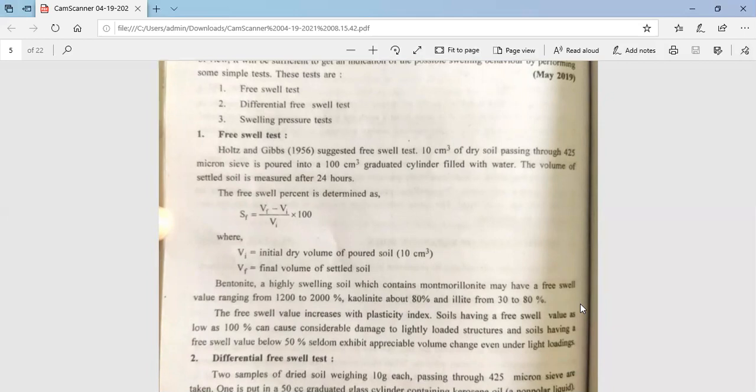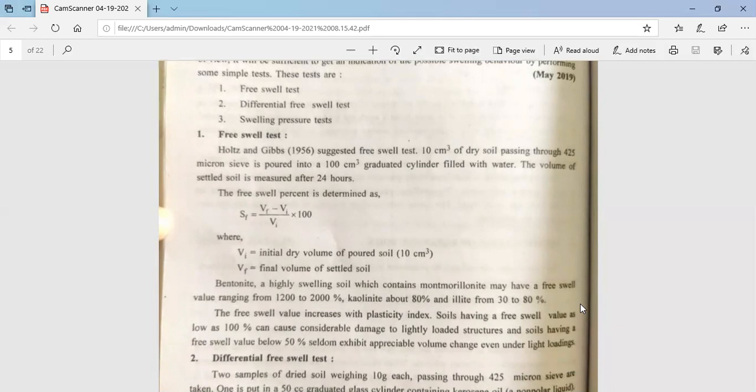So the free swell percent is determined as SF equals VF minus VI divided by VI, multiplied by 100, right? Here VI is equal to the initial dry volume of poured soil, and VF is equal to the final volume of settled soil. So bentonite, a highly swelling soil which contains this montmorillonite, may have a free swell value ranging from 1200 to 2000%, right? Kaolinite about 80% and illite from 30 to 80%.